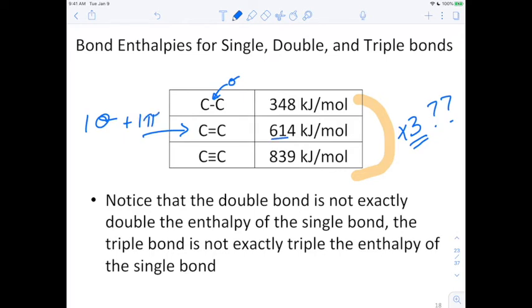So here overall, it's stronger than the single, but it's not twice the single bond because we do not have 2 sigma bonds. Once we get into the triple bond, you're going to see 1 sigma bond, which is that strong bond. Then you're going to see 2 of the pi bonds, which are the weaker bonds. So the reason that the triple bond is not 3 times the single bond is because the triple does not have 3 sigma bonds.